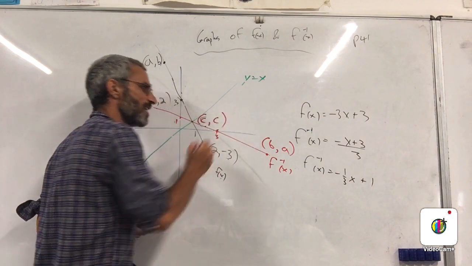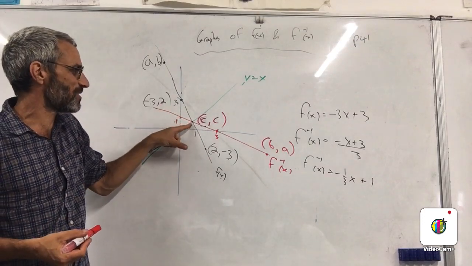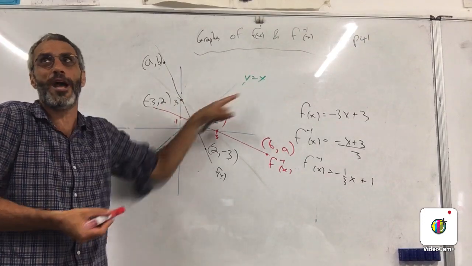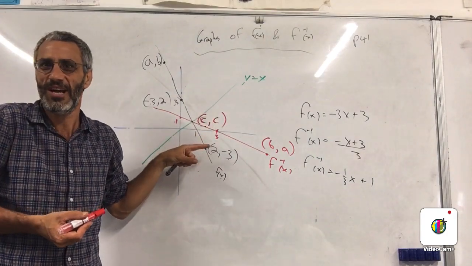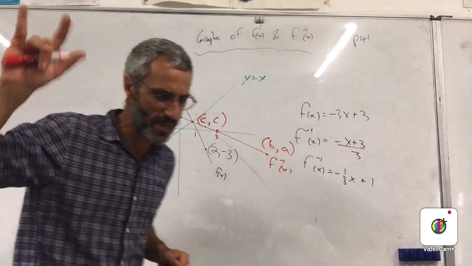Guys, it has to be the same. Because if I flip it, the other point has to be the same. First of all, it's on the line y equals x, so it has to be the same. I know I'm throwing a lot of stuff, so let's just accept that. I'll repeat the 5 things.